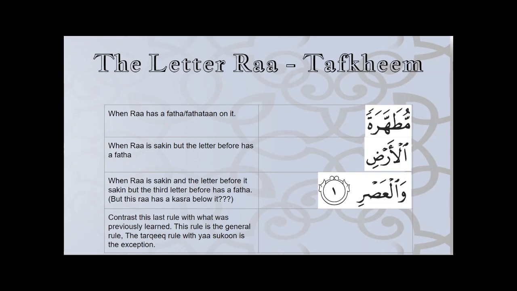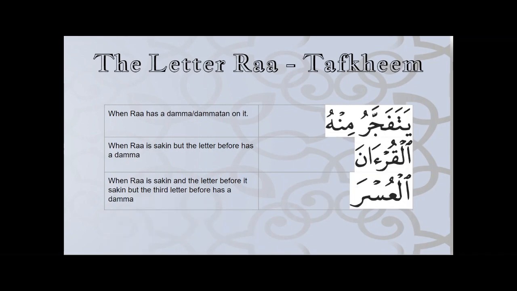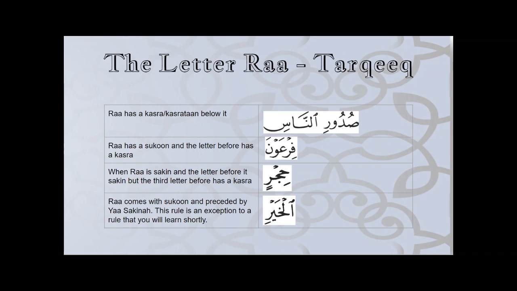The rule is that when the ra is sukoon, the letter before it has a sukoon, and the third letter before it has a fatha, then the ra will be pronounced heavy. This is the exception. Even though this kha has a fatha on it, and it is the third letter before the ra sukoon, we look at the ra, it's sakin. We look at the ya, it's sakin. The third letter before has a fatha, but because of the ya sukoon, we pronounce this... I'm sorry, not heavy, light. Tarqiq, not tafkhim, tarqiq. Khair, this ra is going to be pronounced light.